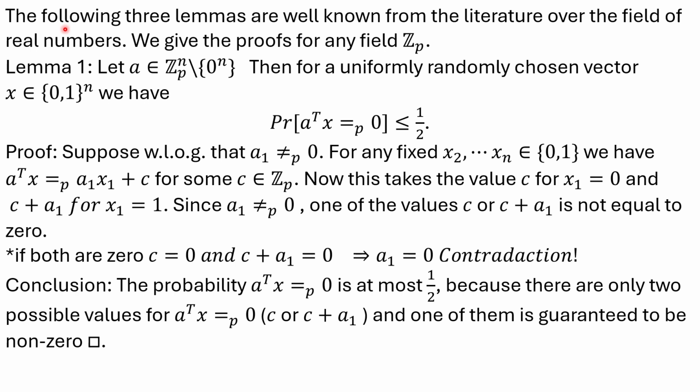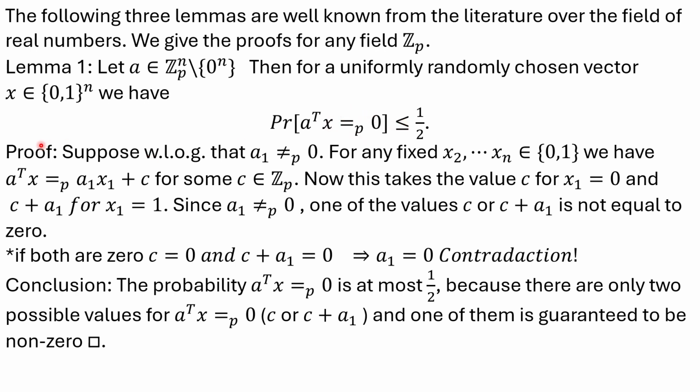We present three lemmas and their proofs. The following three lemmas are well known from the literature over the field of real numbers. We give the proofs for any field ZP. The first lemma, lemma 1. Let A be in ZP^n but not the zero vector. Then, for a uniformly randomly chosen vector x in {0,1}^n, the probability that A transpose X equals 0 modulo P is less than or equal to half.